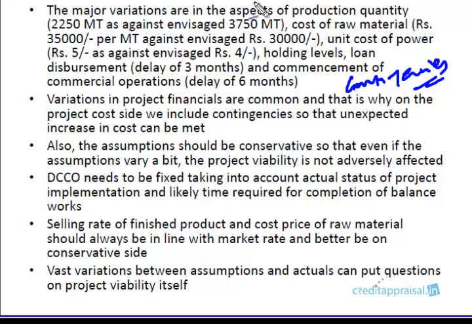So here in this case, the major changes, as we said, are the production quantity, right? 2250 versus 3750. That is, the capacity utilization was lower. Cost of raw material was a major change. Cost of power and the holding levels. And the delay of 6 months in the DCCO. So these were the major changes.